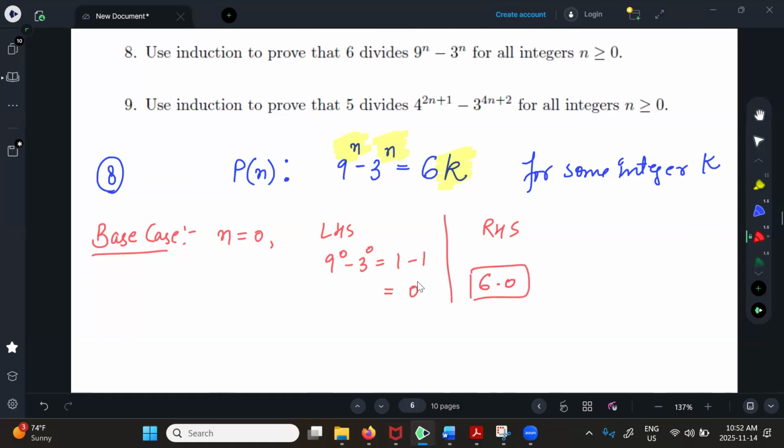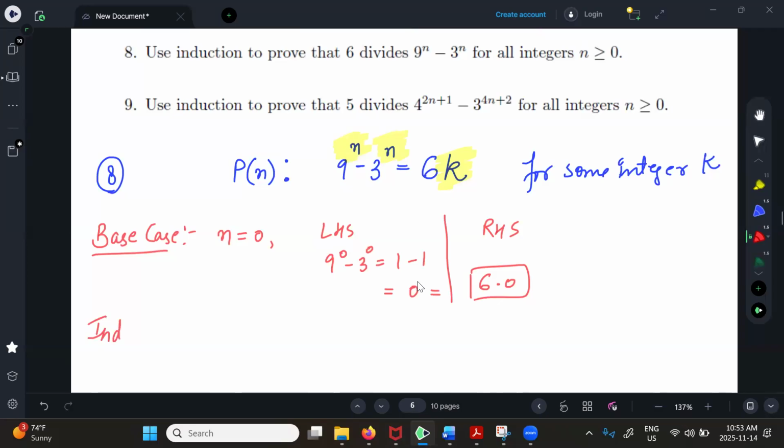So base case holds. For n equals 0, I proved that 9 to the power 0 minus 3 to the power 0 is equal to some multiple of 6. Or 6 divides 0, in other words, right? 0 is divisible by everything. If you see a 0, don't panic. This is what you're supposed to do. Good. Everybody can do this. Okay, next step.